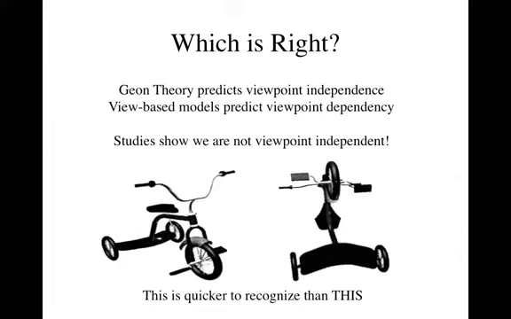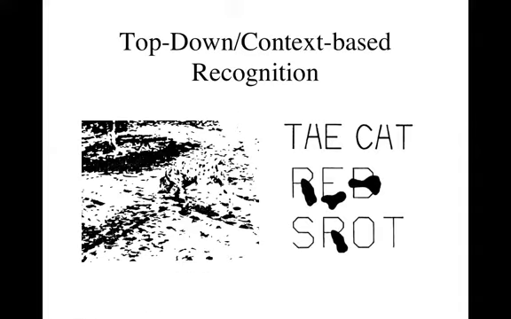And in fact, empirically, what we say is that it takes people less time to recognize an object under a canonical viewpoint, a familiar viewpoint, than an unfamiliar viewpoint. So this seems to suggest Geon theory might not be the right account of recognition.